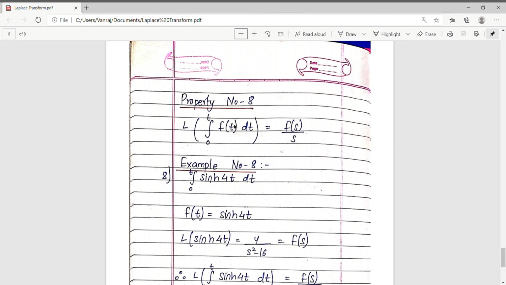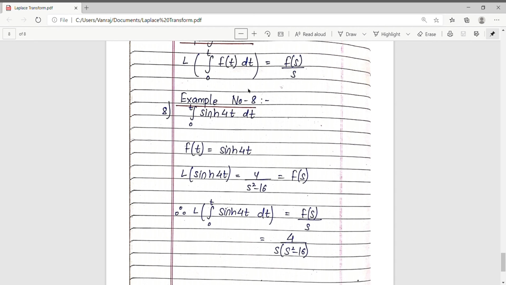So now we will see property number 8. Property number 8 says that if you have to find the Laplace transform of the integration from 0 to t of f of t, then it will be f of s upon s. So we will see this property with an example. So our example is the integration from 0 to t of sine hyperbolic 4t into dt.